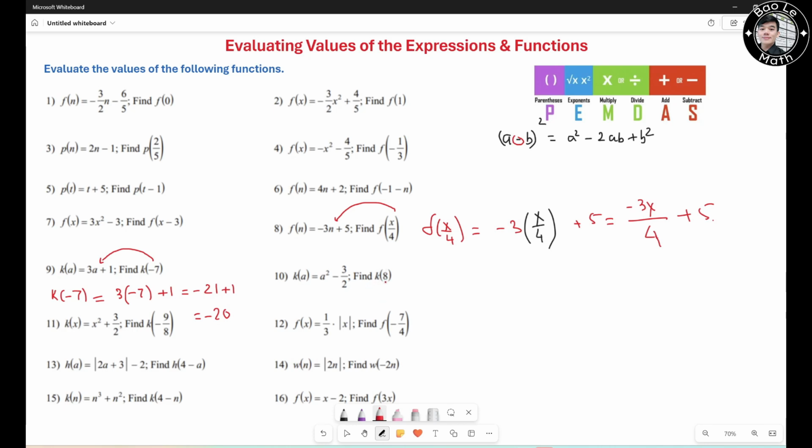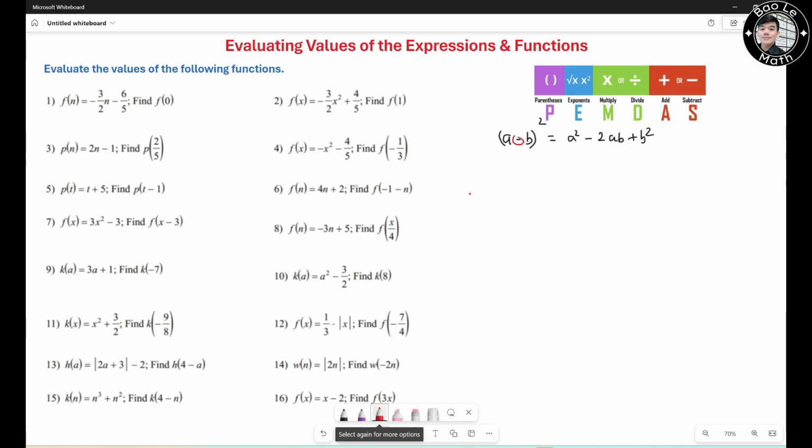Now question number 10. We need to calculate k of 8. So we substitute 8 for a right here. So we have this one equals (8 squared) minus 3 over 2. 8 squared equals 64, minus 3 over 2, which means 1 and a half. So 64 minus 1.5 is going to be 62.5.